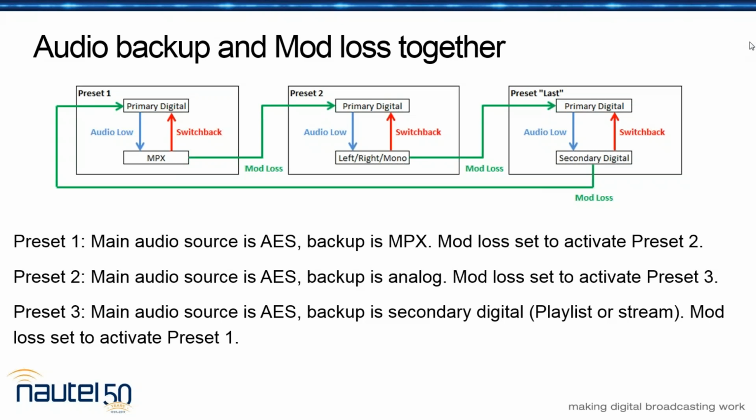But if for some reason the AES is still gone and we lose analog, then we will switch to preset 3, which has the main audio selected as AES, and our backup is a secondary digital playlist stream, like a USB playlist. So in this case, we'd start playing our playlist, and if AES came back, we would come back to the main AES. And then we could have this set up so that if we lost the stream as well, we'd switch back to preset 1 and carry on. So in this case, we're using 4 different audio sources, but maintaining the AES as the main audio source.